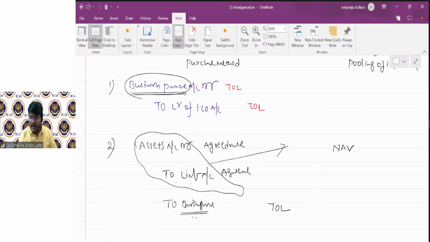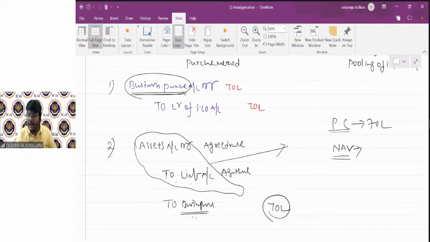Business purchase is there, right? This is at the rate of PC. Now in the second entry, what we are really doing is comparing PC with NAV. We are comparing purchase consideration with the NAV. PC means what we are paying, 70 lakhs. NAV means what we are getting in return.